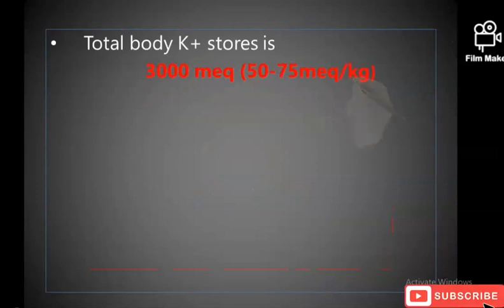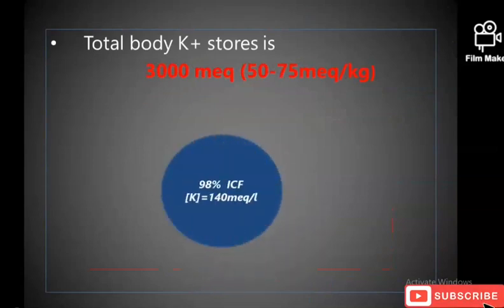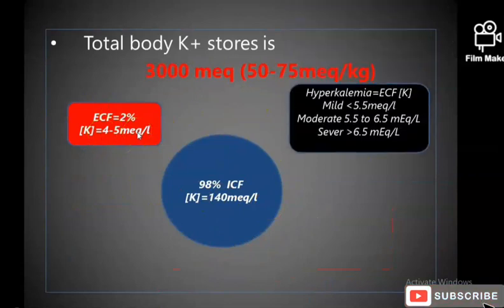When we look at the physiology of potassium, our body stores around 3000 milliequivalents, or 50 to 75 milliequivalents of potassium per kg. Of these 3000 milliequivalents, around 98% is stored within the intracellular fluid, making the intracellular potassium concentration around 140 milliequivalents per liter, and the remaining 2% is stored within the extracellular fluid, making the extracellular potassium concentration around 4 to 5 milliequivalents per liter. Hyperkalemia is when the extracellular fluid potassium concentration is greater than 5 milliequivalents per liter.